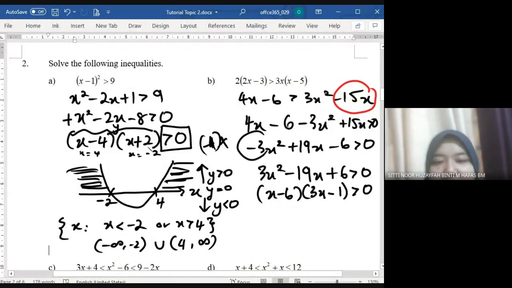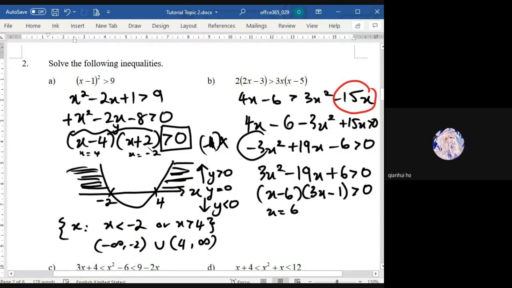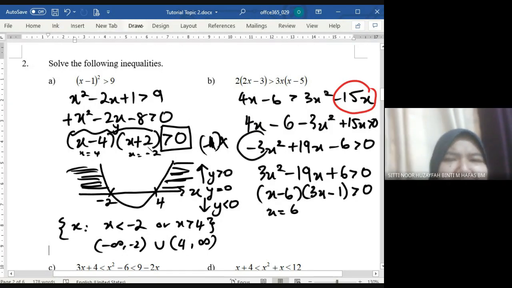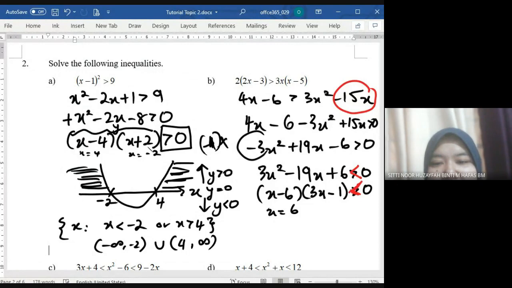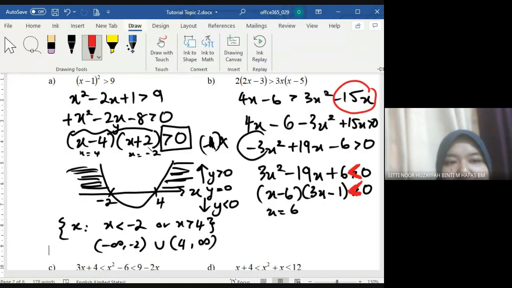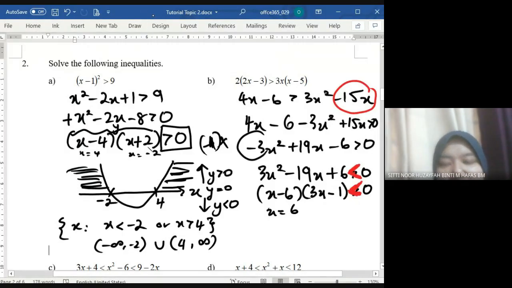So kita ada x equal to 6. Ya. Ada less than. Oh sorry. Betul kan? This one should be less than. Less than. Thank you. Tadi dah buat betul, lepas tu salah. Okay, less than. So we have roots x equal to 6 and x equal to 1 over 3.